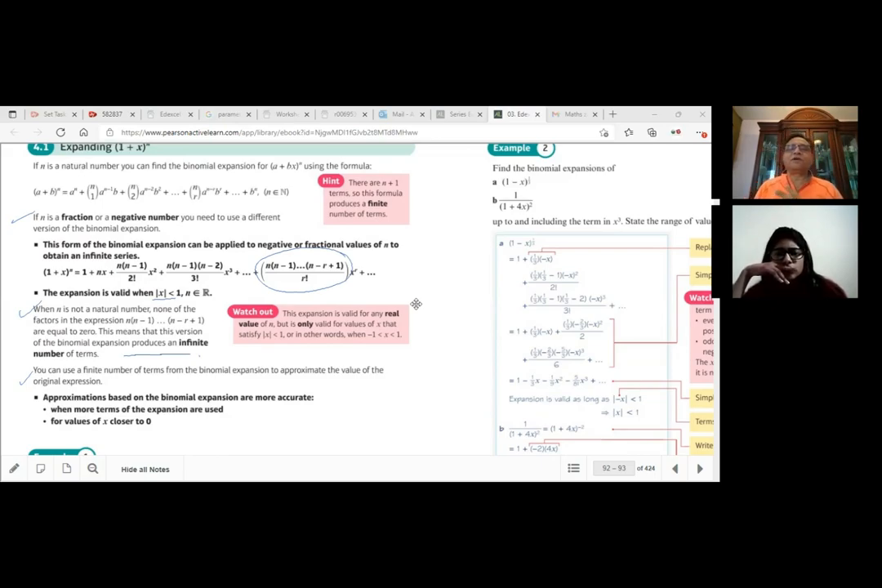For example, now you can find square roots of numbers, cube roots of numbers very easily using the first 3 terms of binomial expansion. Is that clear to you? Yeah, that's pretty cool. Yes.